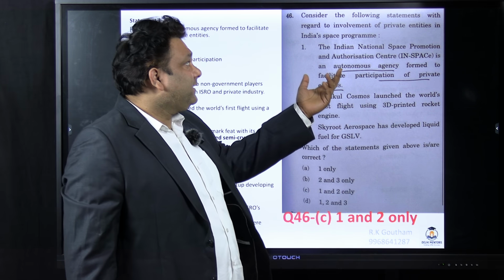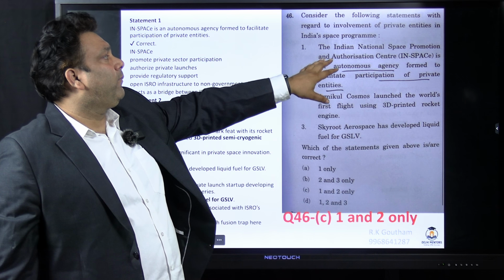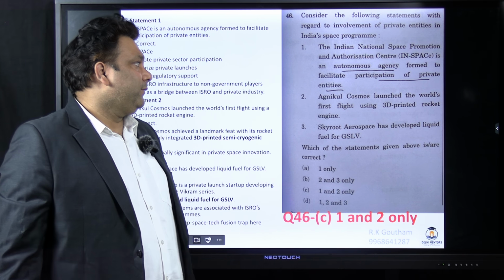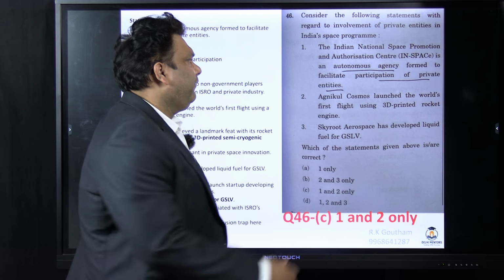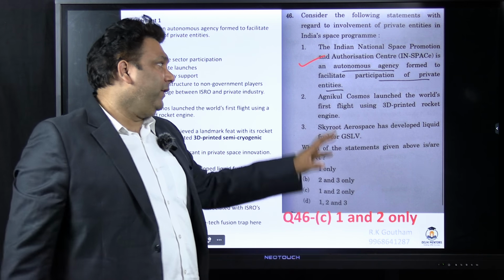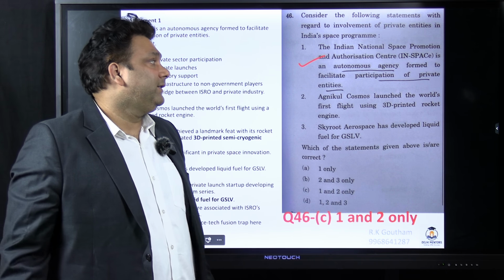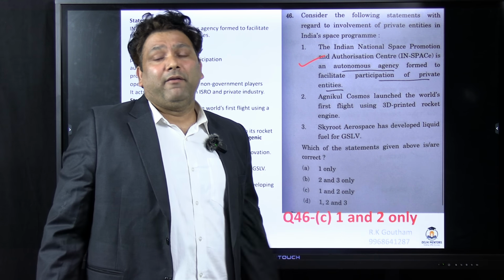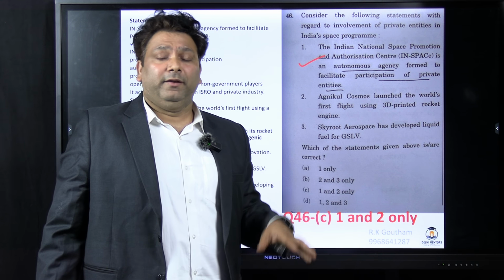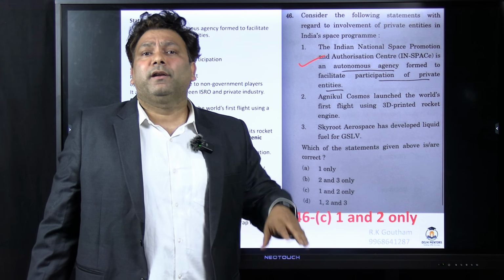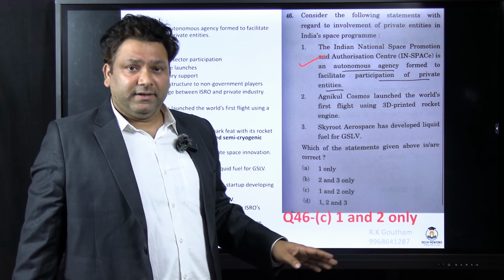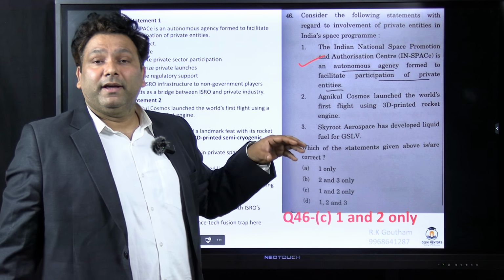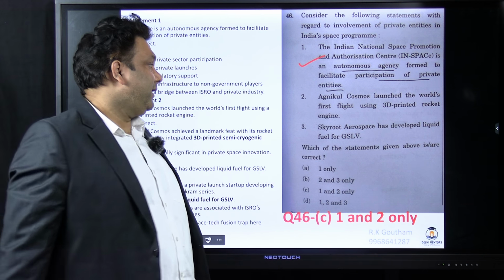Now consider the following statements with regard to the involvement of private entities in the Indian space program. In fact, the InSpace which is there, it is an autonomous agency. It facilitates the participation of private agencies. You have seen in the USA, private agency Elon Musk has participated and he has completely revolutionized the space industry. That's why India is also encouraging the private entities.